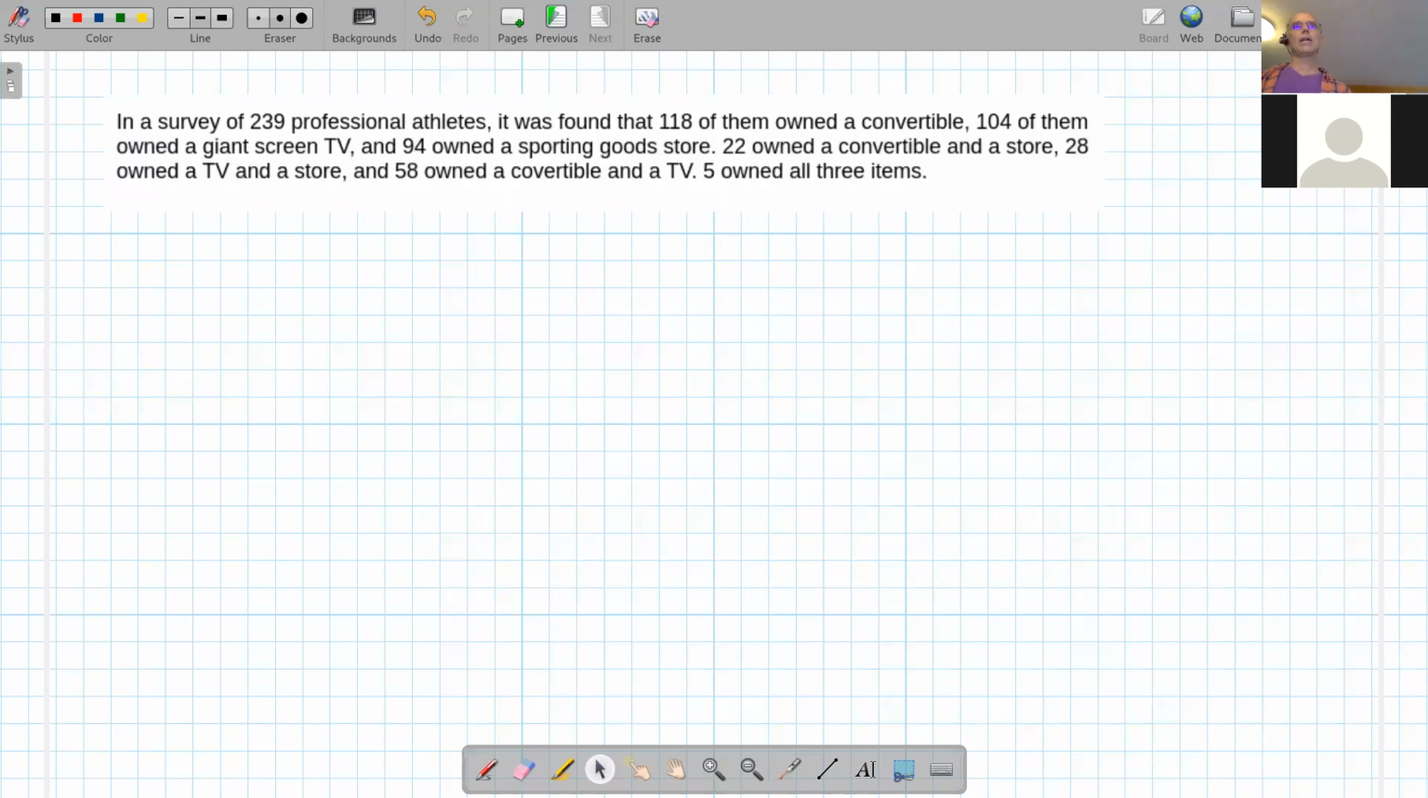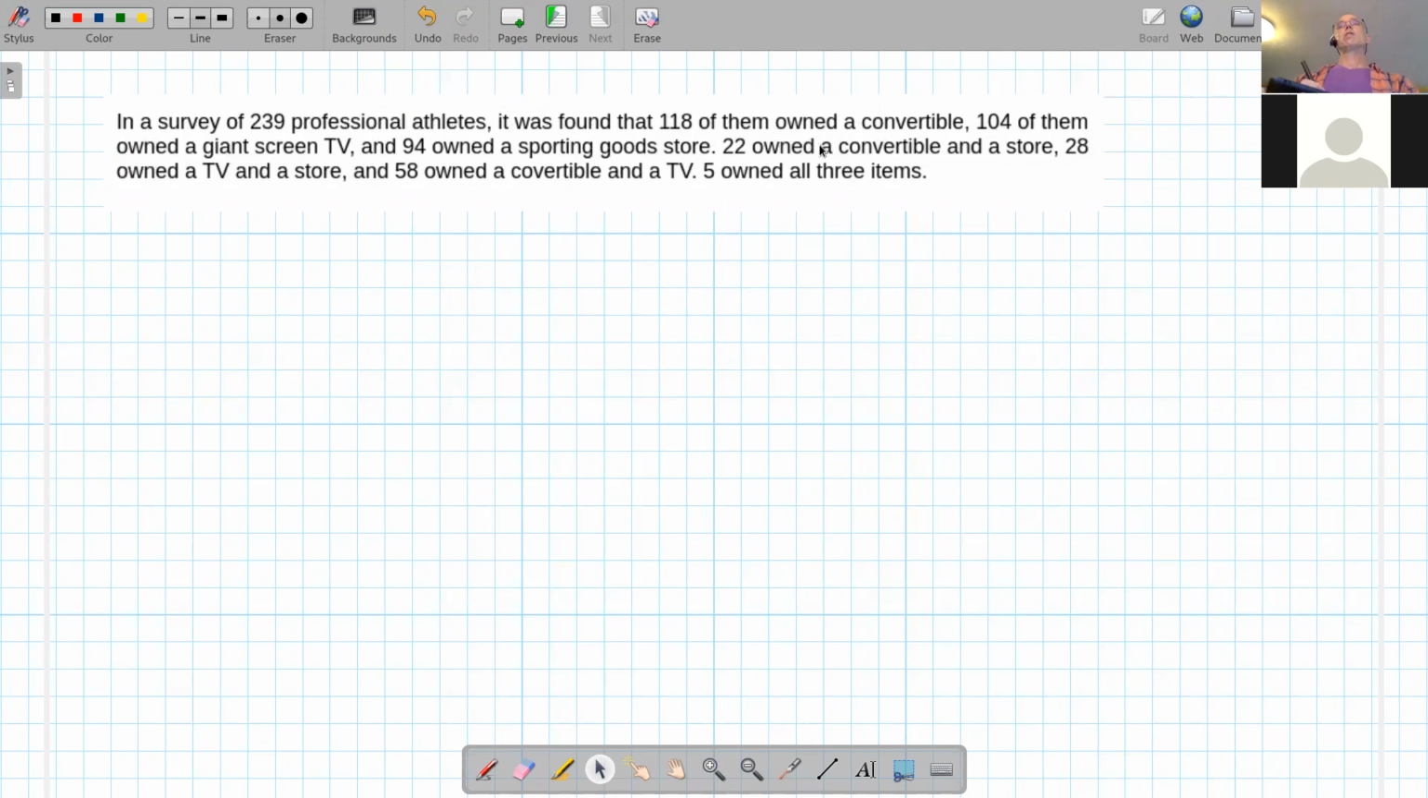So we're going to use a Venn diagram to try and sort out this information here. We have a survey of professional athletes. There's 239 of them. And we have 118 of them owned a convertible. So that's probably one of our sets. 104 of them owned a giant screen TV, another set. 94 owned a sporting goods store, another set.